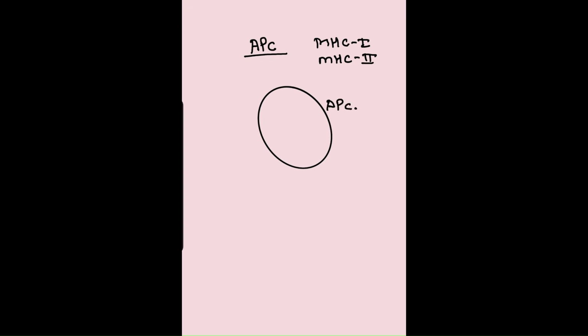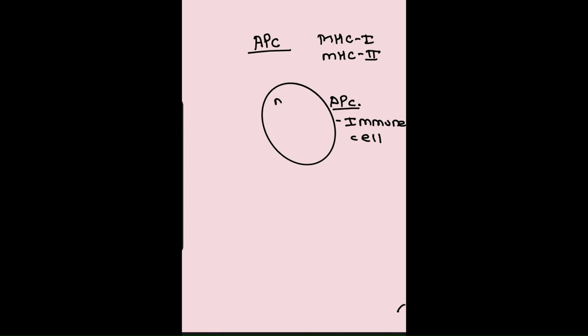Okay, so an APC is a special type of immune cell that captures foreign material, processes it, and presents the antigen fragment to the T cells. The antigen is not directly presented, but its peptides are broken down and form a complex with the MHC, and that MHC will present this peptide on the surface for the function of the T cell.